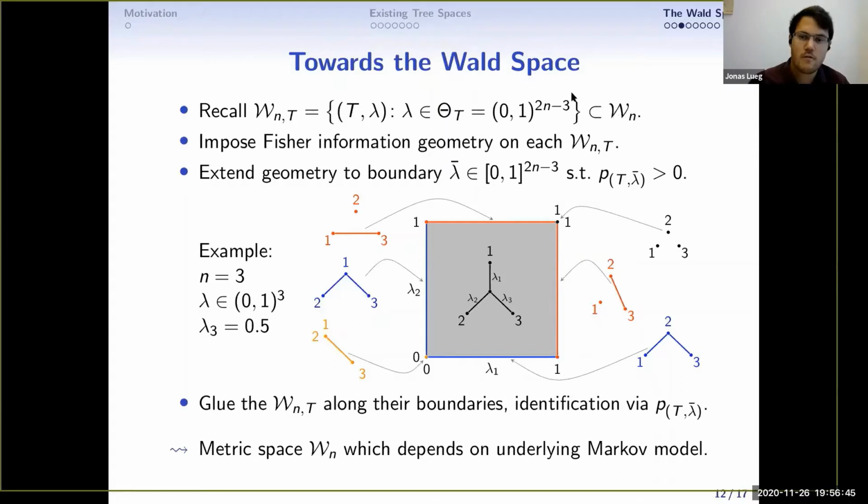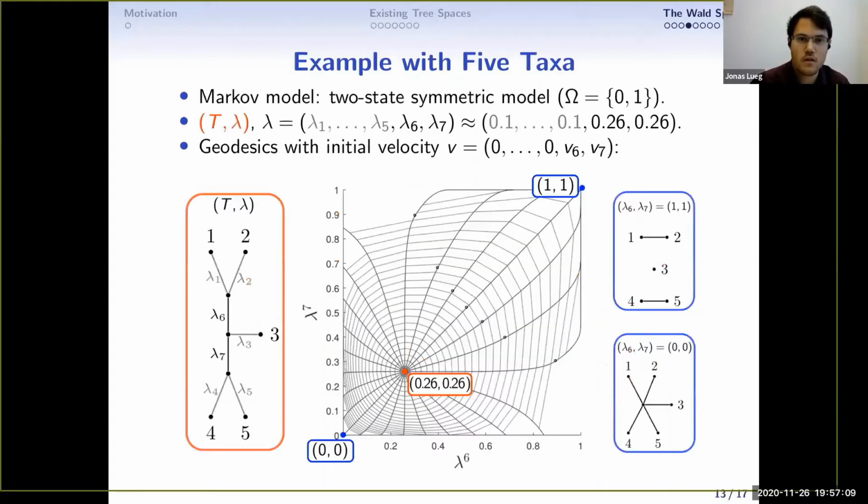Okay, so we have extended the geometry for each fully resolved tree, and then we will glue all these WnTs along their boundaries with the identification via their probability mass function in the limits. And we will magically end up with a metric space Wn, which still depends on the underlying Markov model. And as an example, we'll have a look at the two-state symmetric model, and we consider 5 taxa.